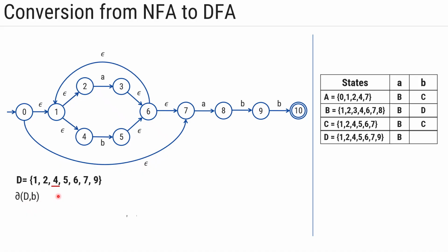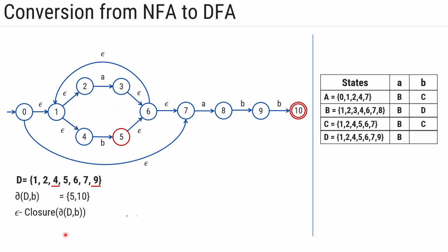So you can see, look at this underlining. We have a transition from 4 to 5 on small b. Another one is 9. So 9 on b will go to 10. So that means we'll get 5, 10.